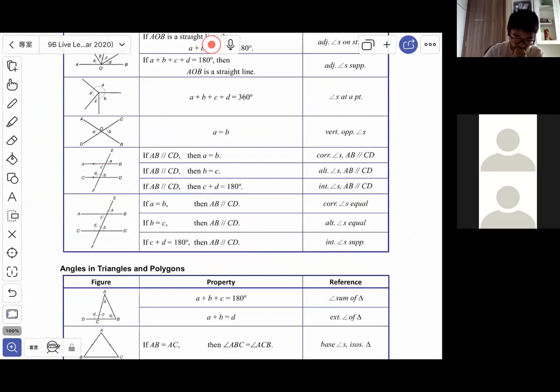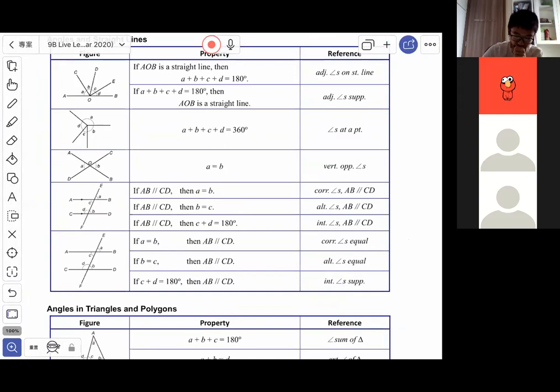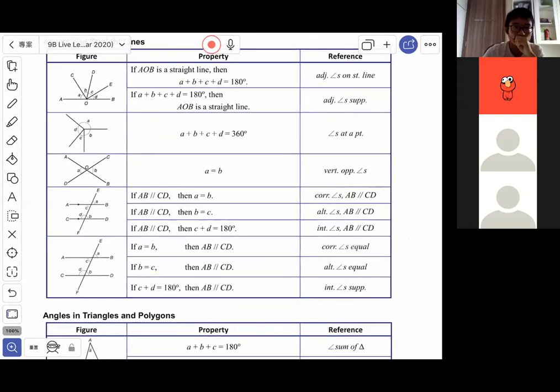But basically, in this chapter, most of the reasons are related to this table. This table is related to parallel lines, of course, adjacent angles on straight lines, angles at a point, vertically opposite angles.